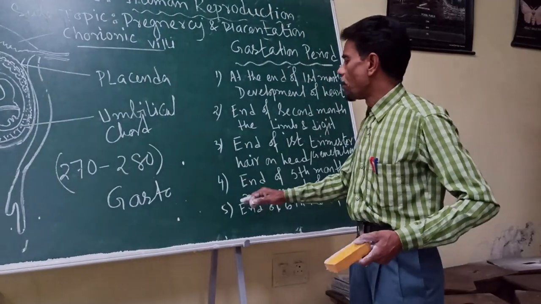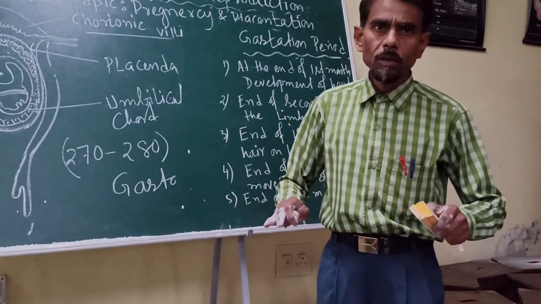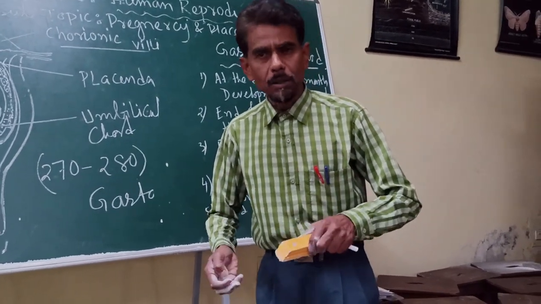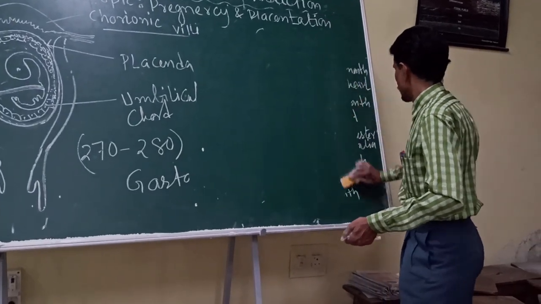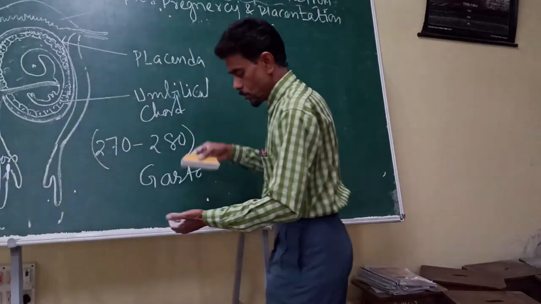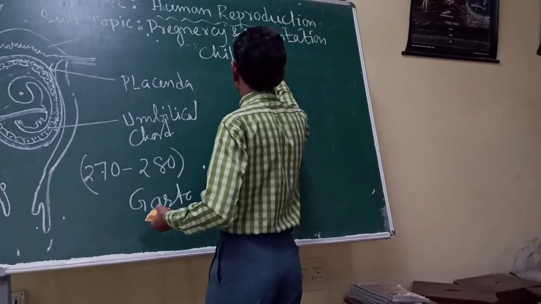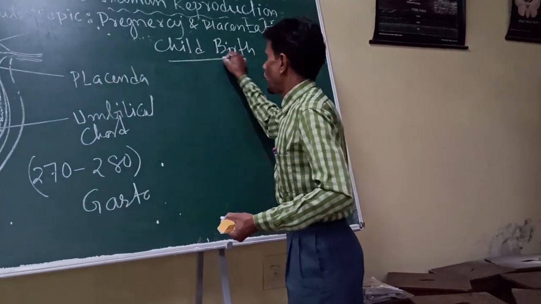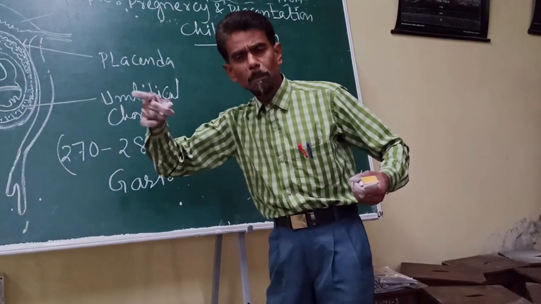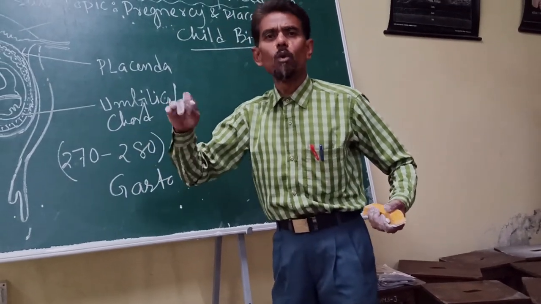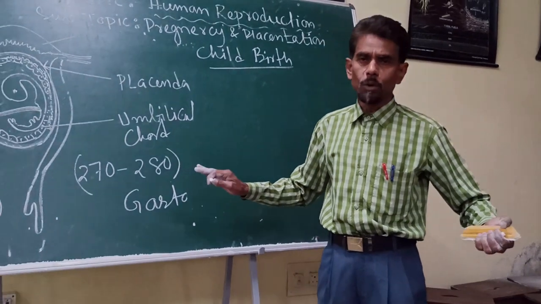And at the end of 9 months, the fetus is fully mature and ready to be born. How will it take place? So the gestation period is over. Now, childbirth. When the embryo is fully grown, during the gestation period of approximately 270 to 280 days, or roughly 9 months, the fetus is fully mature.